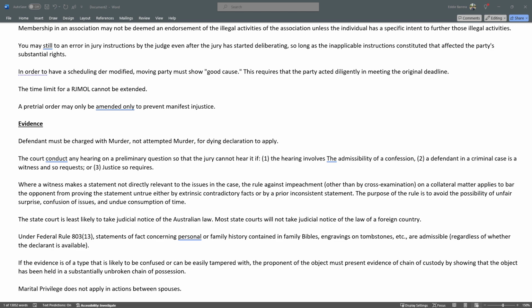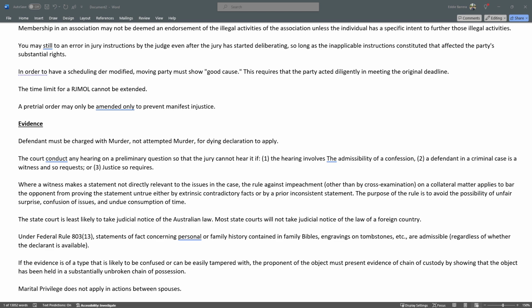The state court is least likely to take judicial notice of Australian law. Most state courts will not take judicial notice of the law of a foreign country. Under Federal Rule 803(13), statements of fact concerning personal or family history contained in family Bibles, engravings on tombstones, etc., are admissible, regardless of whether the declarant is available.